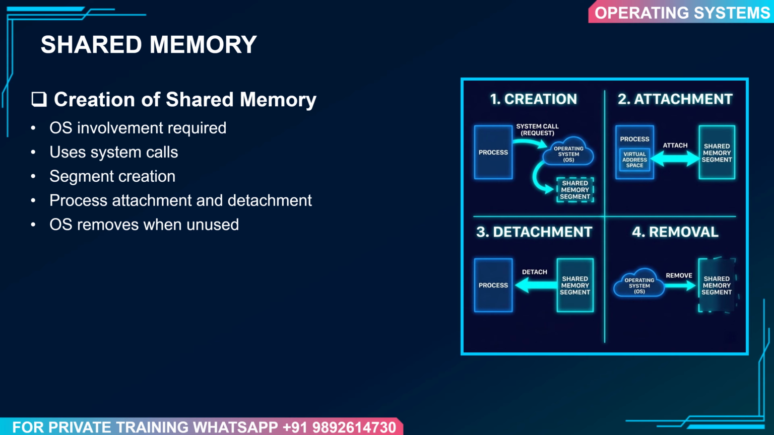Now let us talk about how shared memory is actually created. A process cannot simply decide to share memory on its own. It must ask the operating system. This is usually done using system calls. In Unix-like systems, calls such as shmget, shmat, and shmdt are used. You do not need to memorize these names right now. What matters is the idea behind them. First, a shared memory segment is created. Then, processes attach this segment to their address space. When a process is done, it detaches from it. Finally, the OS can remove the segment when it is no longer needed.